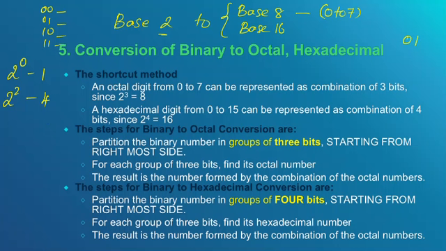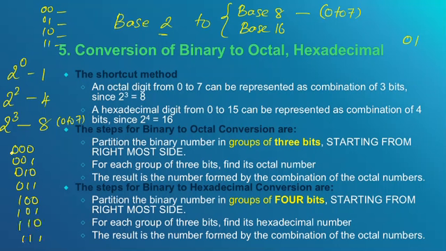But in octal, we have 8 combinations. So we'll be using 2 power 3 for 8 letters. So from 0 to 7 can be represented using 2 power 3. That means 000, 001, 010, 011, 100, 101, 110, and 111. So with a 3-digit or 3-bit combination, I can represent 8 numbers. So this is the meaning. This is how many bit combinations we are going to consider. So an octal digit from 0 to 7 can be represented as a combination of 3 bits in a binary system.